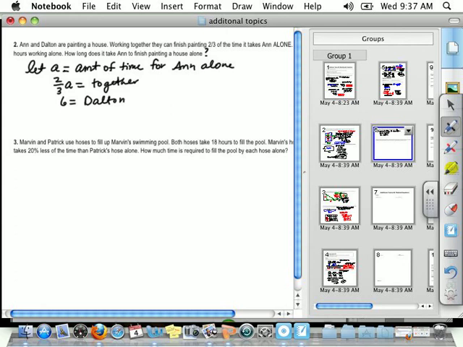So in 1 hour, think about the fraction of the job each can do. So in 1 hour, Ann can do 1/A, Dalton can do 1/6. So together it makes 1 over 2/3 A. I'm writing, it's not writing. So do 1 divided by 2/3 A. Still writing, still not writing. It's going to be a big blob when it finally comes.